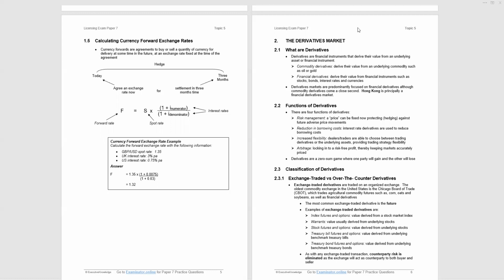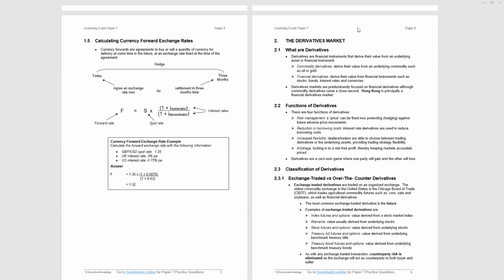So as we say at the top, currency forwards are agreements to buy or sell a quantity of currency for delivery at some time in the future at an exchange rate fixed at the time of the agreement. Often you enter into a forward exchange rate with a bank, and you agree with the bank that in, let's say, 1 month's time, you will pay a particular exchange rate or receive a particular exchange rate for a transfer of funds. So if we're looking at an exchange rate today for settlement in 3 months' time, then we are wanting to hedge. We're wanting to lock in to a particular exchange rate, and that locking in mechanism will relate to a forward rate.